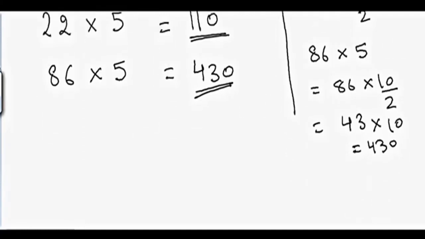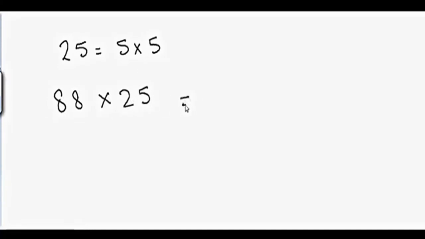Now let's go to 25. If I have to multiply any number by 25, we know that 25 is equal to 5 into 5. So instead of dividing by 2, we will divide by 4. Suppose I have 88 and I want to multiply it by 25. In this case, I will divide 88 by 4, that will be equal to 22, and then I put 00 in the end. So that is my answer.